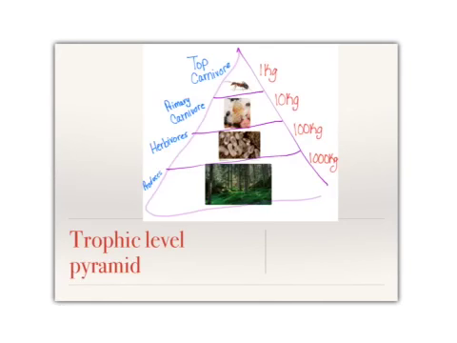Right here is the trophic level of the pyramid: the producers, the herbivores, primary carnivore, and top carnivore. Each of them has 1 kilogram, 10 kilograms, 100 kilograms, and 1,000 kilograms.